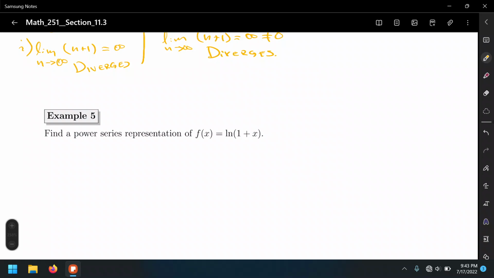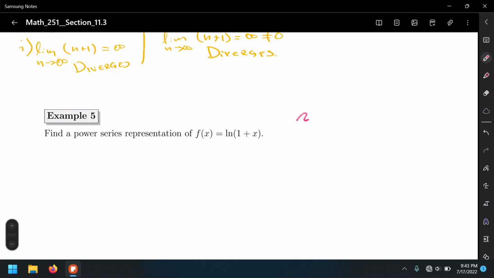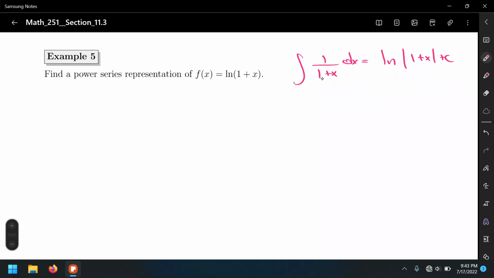Let me write it down over here. For example, if I think of a calculus operation that gives me ln of 1 plus x, that's integrating 1 over 1 plus x with respect to x. That's going to give me ln of 1 plus x plus c. So in a very similar way that we did it with the series before, I'm going to do some operation here. However, it's important that you think of the form, because here we have 1 over 1 plus x, and so we may need to rewrite this.